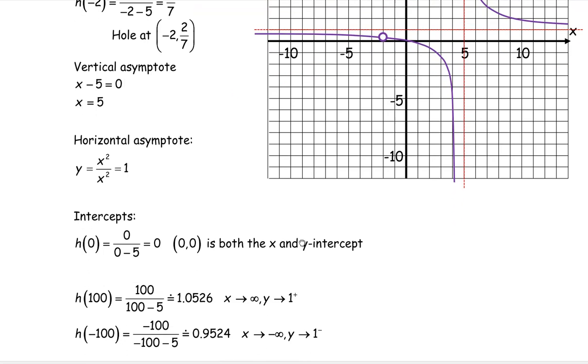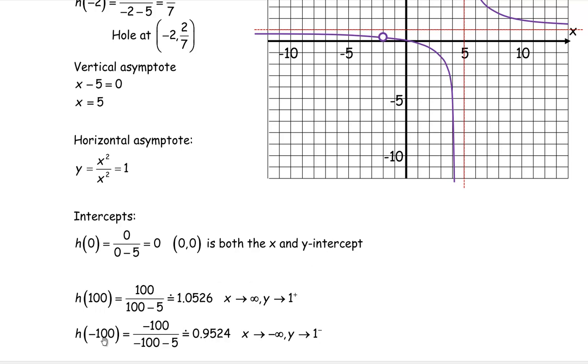And then we have the end behaviors. So first of all, the horizontal, I put 100 in place of x. And remember the horizontal asymptote was y equals 1 right here. So put 100 in, and you get 1.0526. So it's getting close to 1, but it's above. So as x tends towards infinity to the far right, we're approaching 1, but from above. And so it's doing this up here.